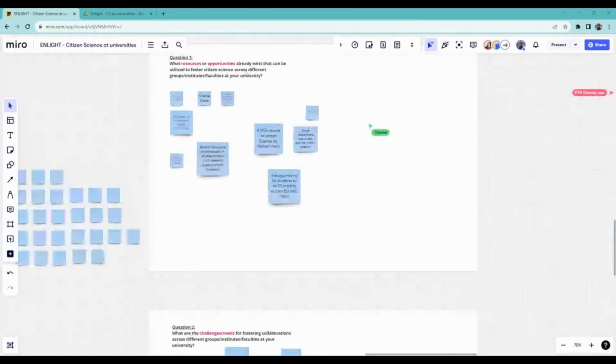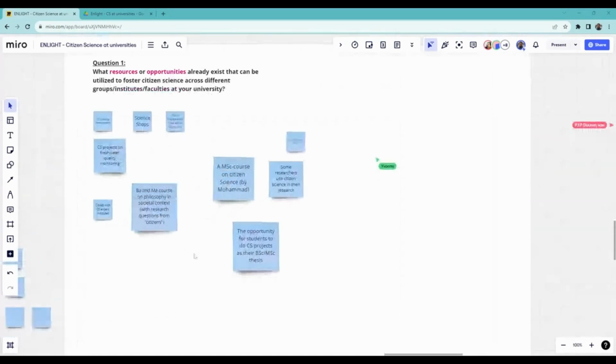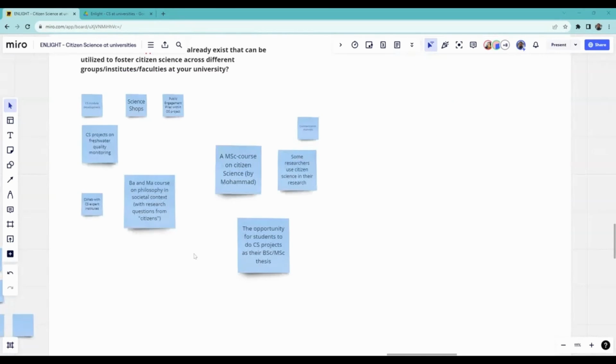And last but not least, let's move to group number 4. Do we have a representative here from group number 4? You've also added quite a lot. Yeah, I can say something, Eva here. We didn't discuss anything, so we just added. There was no real discussion. We just added a lot of post-its.